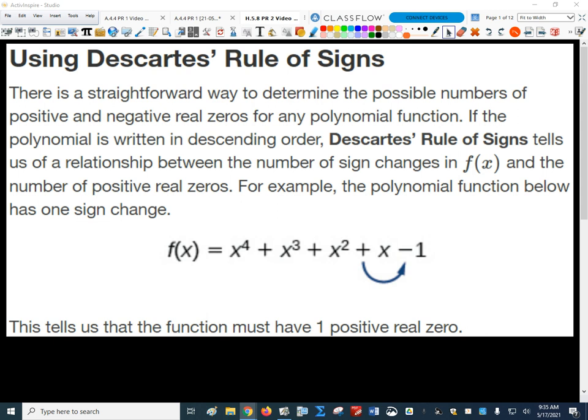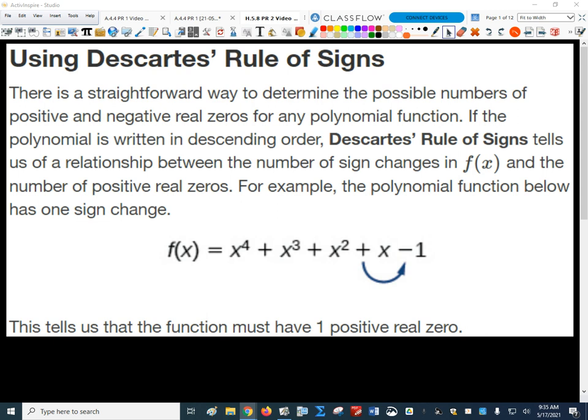Then what Descartes' rule of signs does is it uses the number of sign changes of the terms. And by sign changes, I mean a positive term to a negative term would constitute a sign change. So in this example right here, we're looking at the coefficients of the terms. So here we have +1, +1, +1, +1. So those are all positive coefficients. Now look, we get a negative coefficient here for our constant, our coefficient of x to the 0. So there's one sign change.